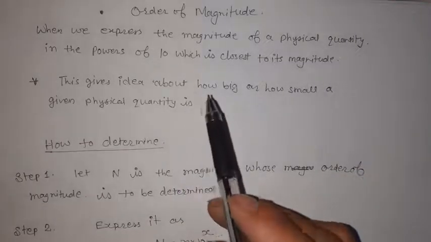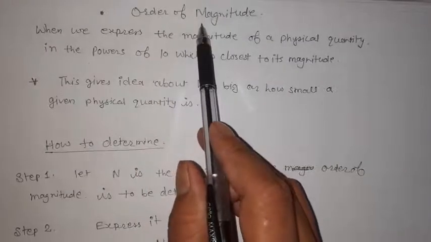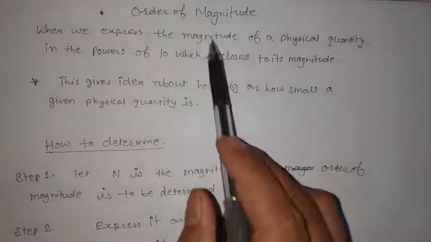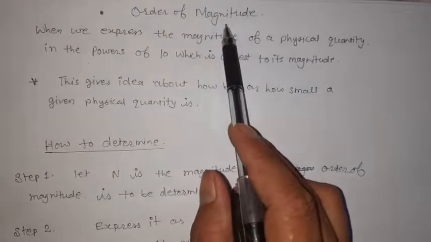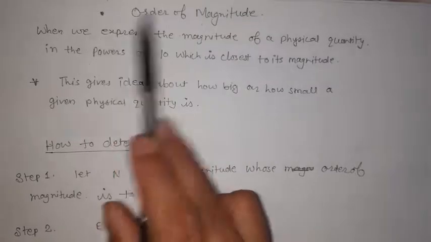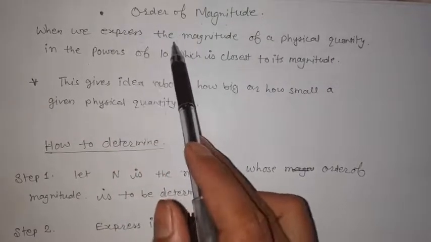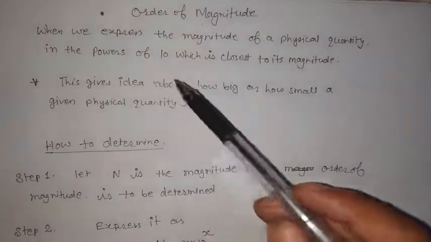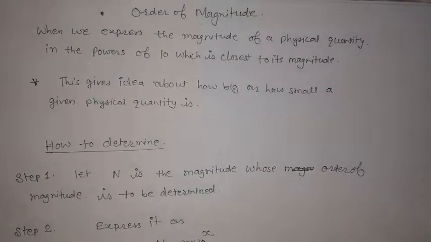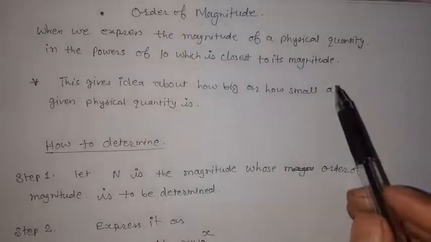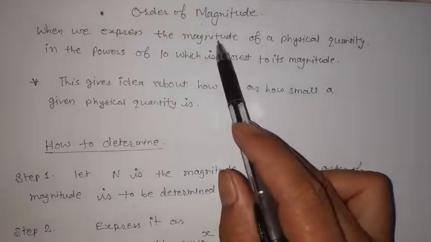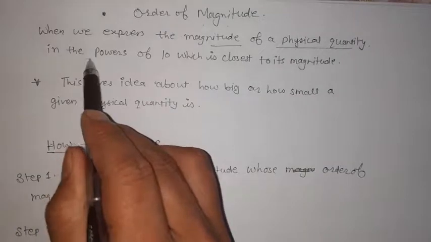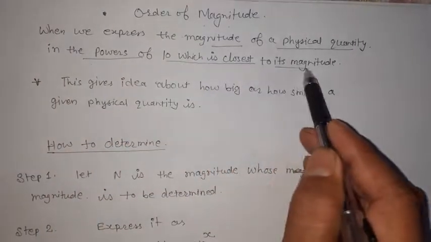In today's video, we are going to learn about order of magnitude. How do we find out the order of magnitude? For this, students, we must first learn what the meaning of order of magnitude is. It means that we want to express the given magnitude of a physical quantity in the nearest powers of 10. So what we want to do over there is express the magnitude of a physical quantity in the power of 10 which is closest to its magnitude.